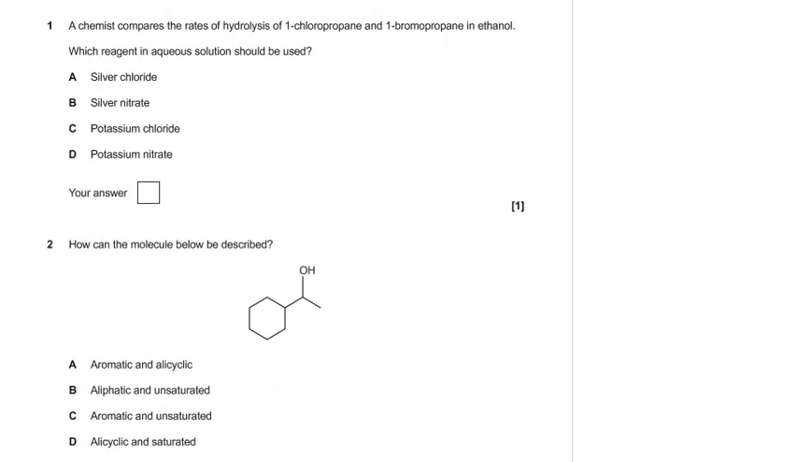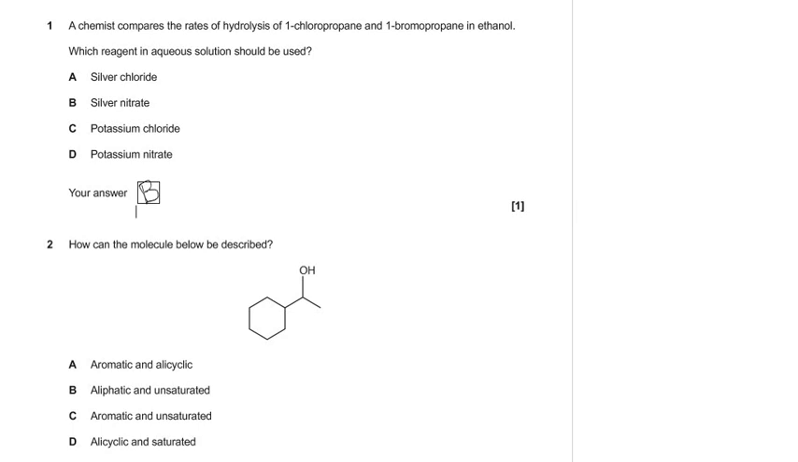So, the chemist compares the rates of hydrolysis of 1-chloropropane and 1-bromopropane in ethanol. What we should be really paying attention to here is that we've got the hydrolysis of haloalkanes, so we're going to be able to identify this via the precipitates formed when we have silver nitrate present in aqueous solution. So we were looking for B there.